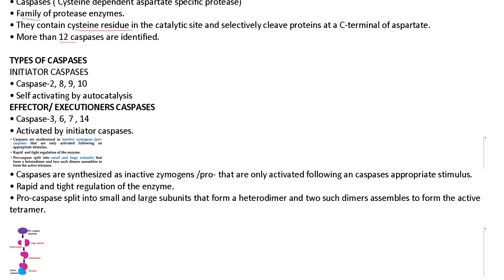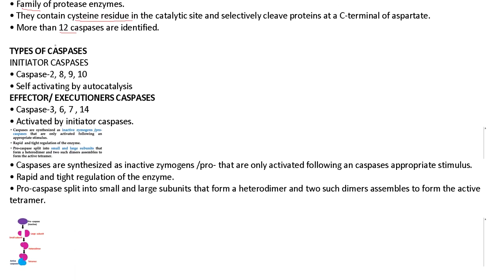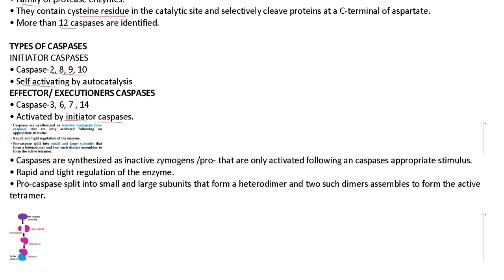So different types of caspases are there: initiator caspase and effector caspase, the executioner caspase. So what are initiator caspases? Initiator caspases are 2, 8, 9, 10, which are self-activating, and effector caspases are activated by initiator caspases. So this is what we discussed.